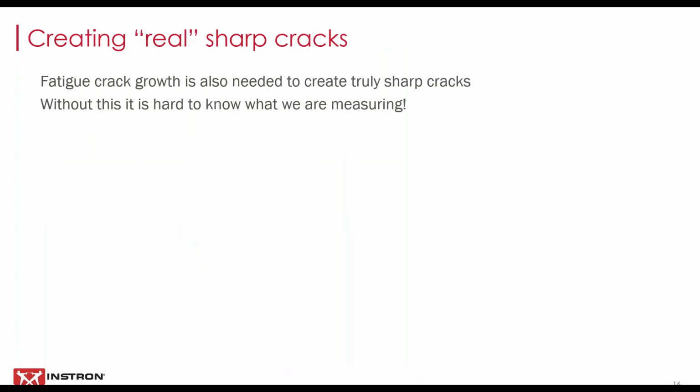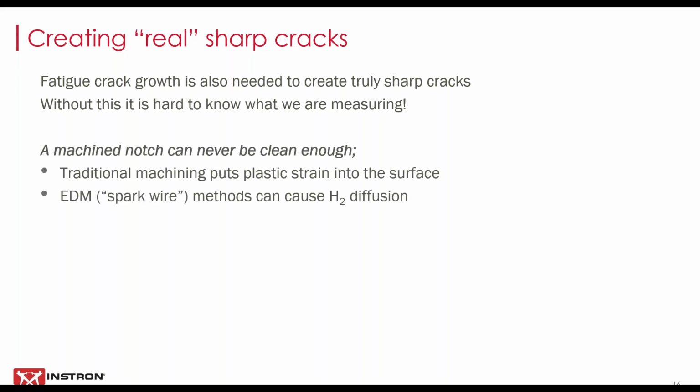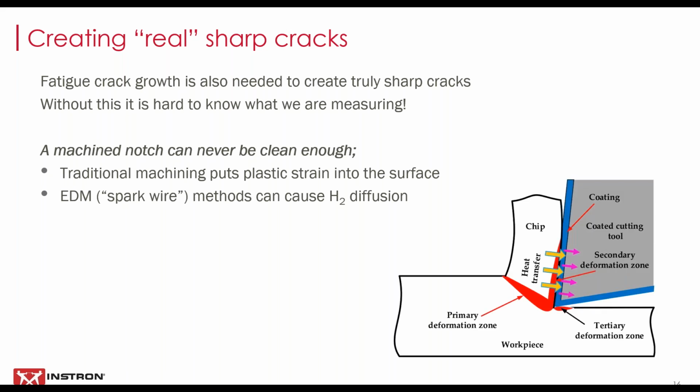So one other thing that's important with crack growth is we need it in order to create a truly sharp crack. Because when we want to measure the toughness, we don't actually know if we have a blunt crack, so we're not quite sure what we're measuring. And we use fatigue to create that sharp crack because a machined notch is never clean enough, sharp enough. That's partly because traditional machining puts plastic strain into the surface. I borrowed someone else's diagram here about what happens as you put a machine tool across the surface of a piece of metal.